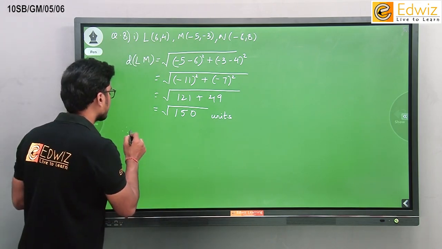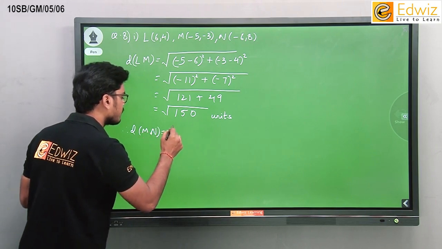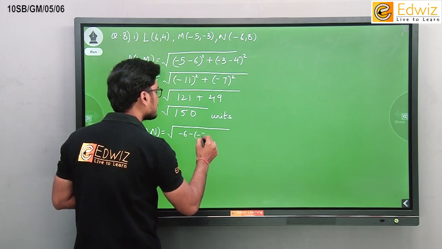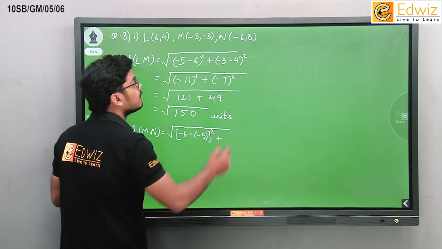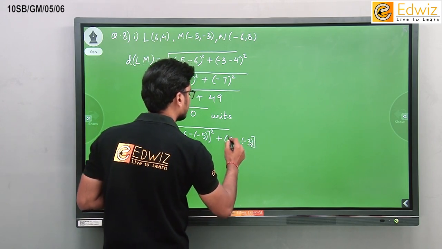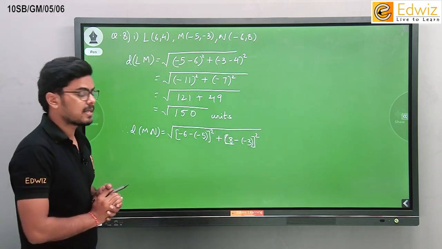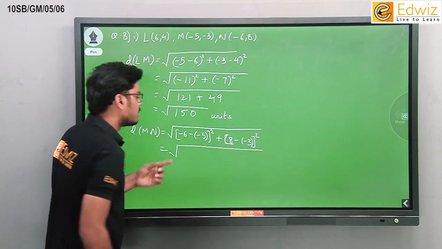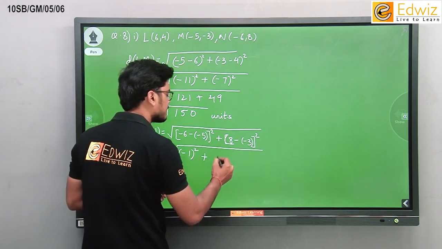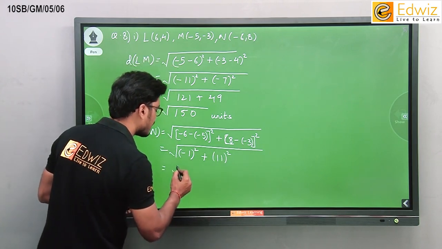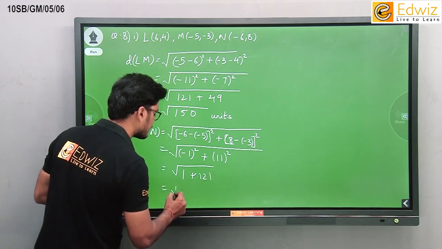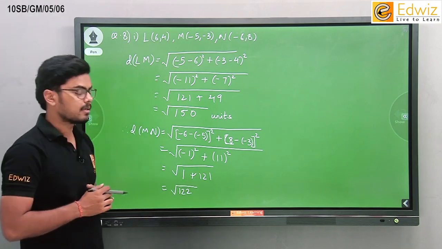Now let us calculate distance MN. Okay, distance MN will be again x2 minus x1, मतलब क्या, (-6 minus (-5)) the whole square plus (8 minus (-3)) the whole square, y2 minus y1. Okay, this will be the answer for this. So this is equal to square root of (-6 plus 5 will become -1) the whole square, correct, plus (8 plus 3 is 11) square. So here we are getting square root of (-1) square is just 1 plus 11 square is 121. So we are getting square root of 122. Okay, this is the second distance.